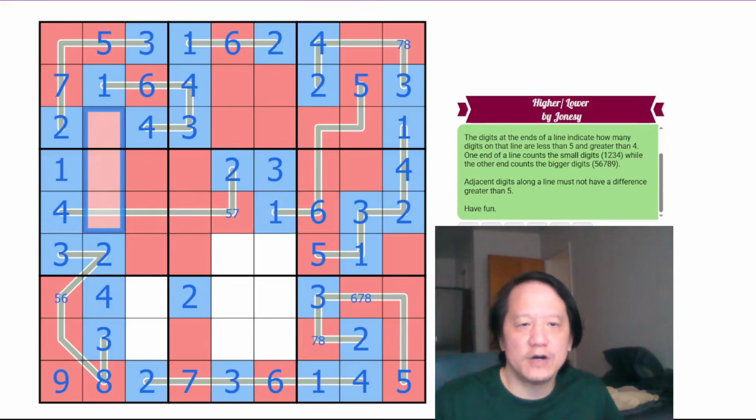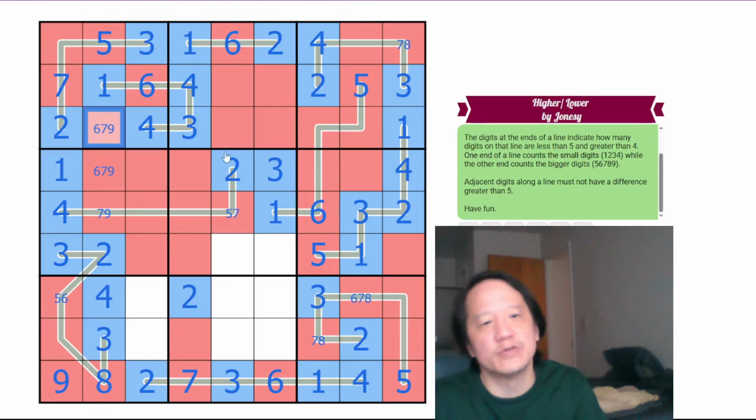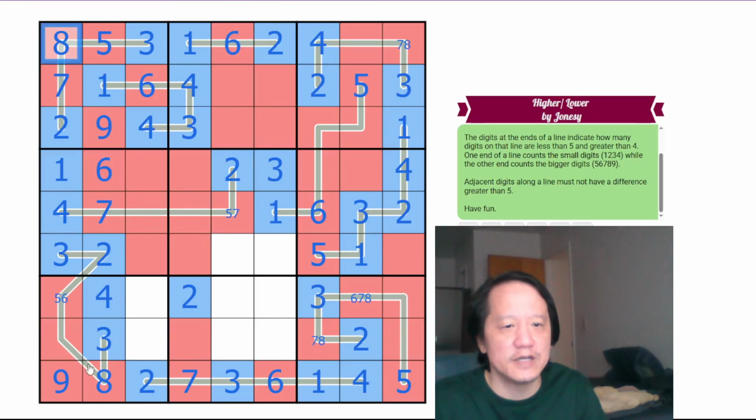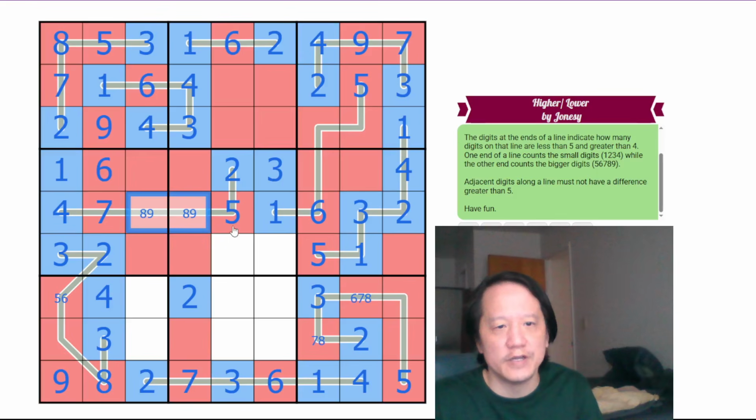Remaining digits of column 2, we have 6, 7, and 9. No 6 here because of 6 in the row. No 6 or 7 here because of 6 or 7 in the box. So that's 9, which makes this 7, which makes that 6. That leaves us as an 8. 8 eliminates 8 there, so it's 7, which makes this 9. 7 eliminates 7 there, so it's 5. So we have 8 and 9 left here, remaining in row 5.